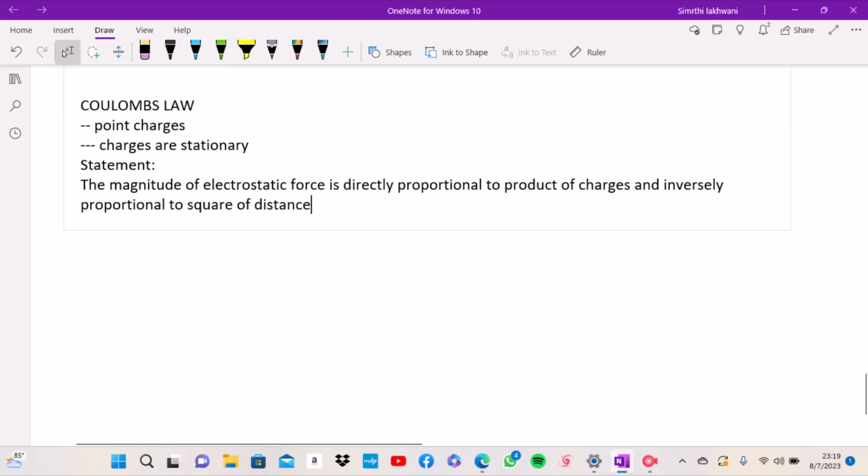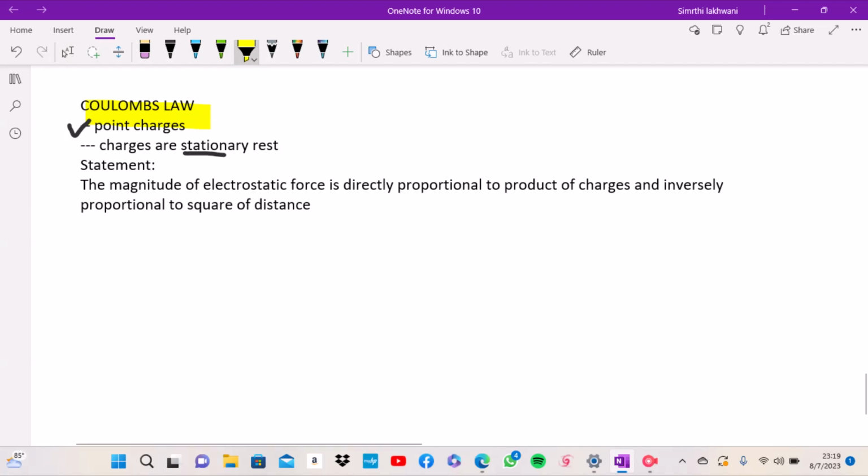So today we will start our new topic, which is basically Coulomb's law. First of all, you must understand that Coulomb's law is basically for point charges, and we discussed what point charges are in our previous video. Moreover, these charges must be stationary, like they must be at rest.